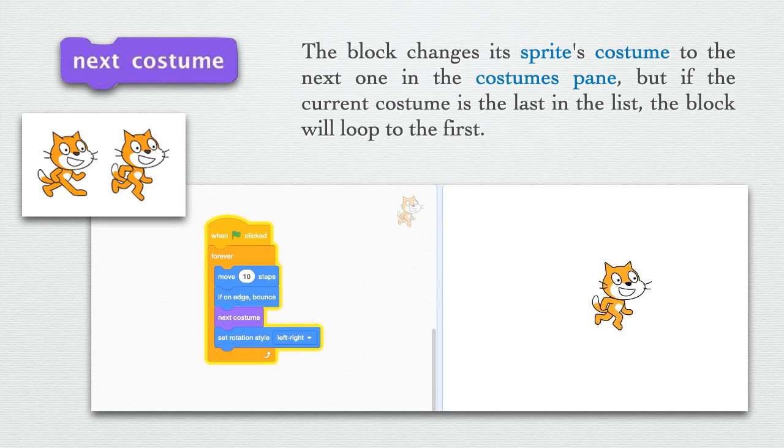As you can see here, after adding these two costumes of cat sprite in costume tab, we will use next costume block to change the costume, and you can see in the given video that after using next costume block our sprite is moving and changing the position of its leg. So this is next costume block that we use to change the costume of a sprite. A sprite may have two or more costumes.